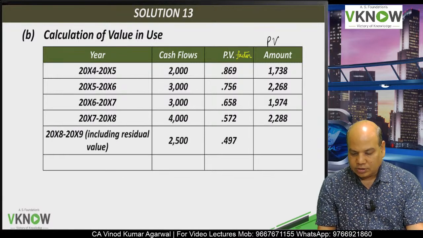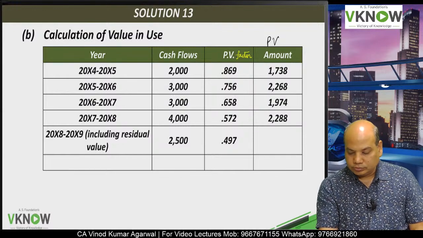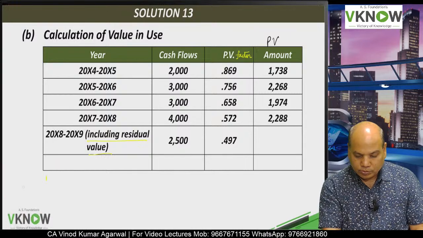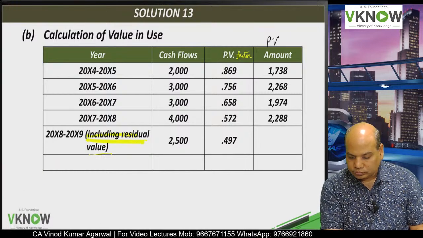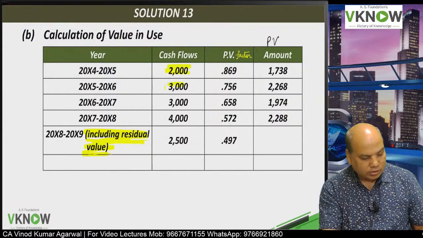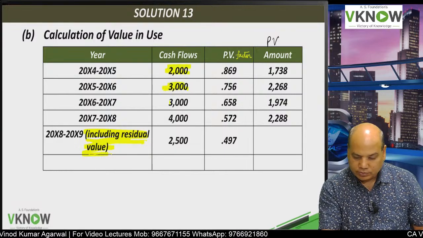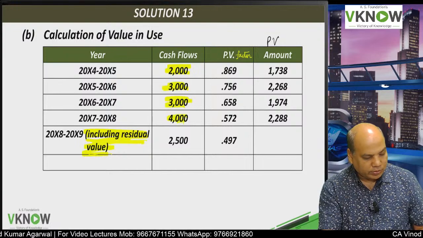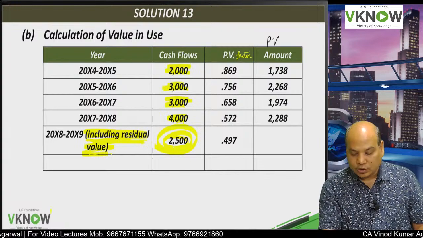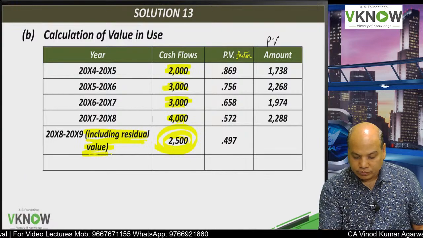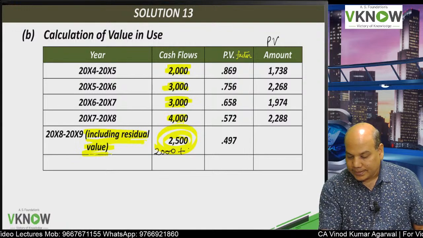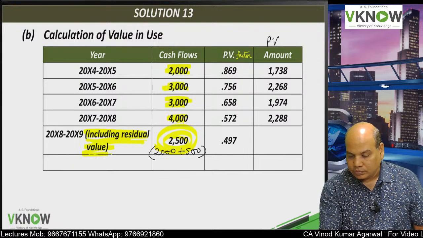And in the last year, you will also add the residual value. So please note down, cash flow will be 2000, 3000, all given in the problem, 3000, 4000. Be careful, in the last year, I have to add 2000 plus 500.